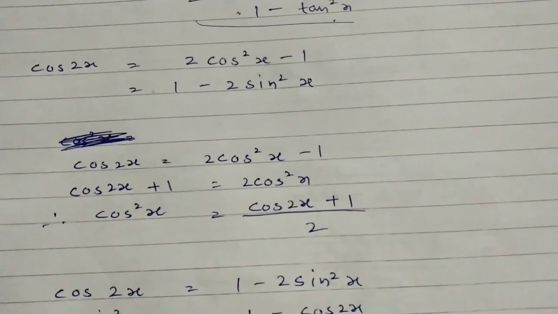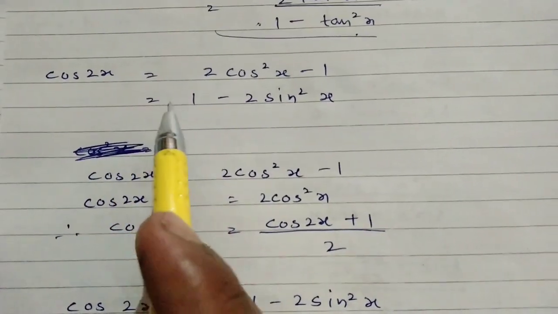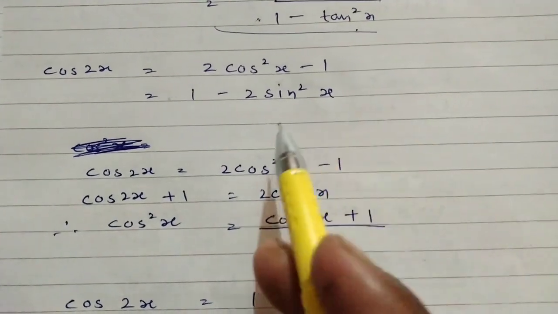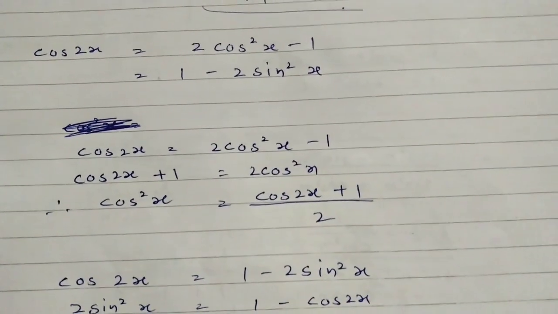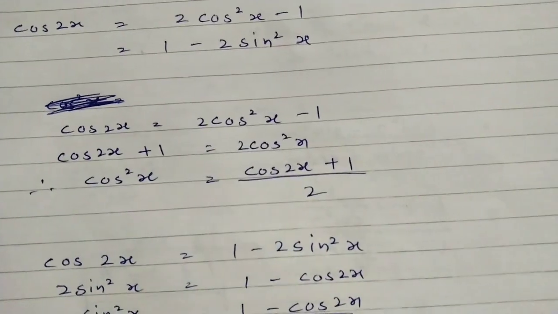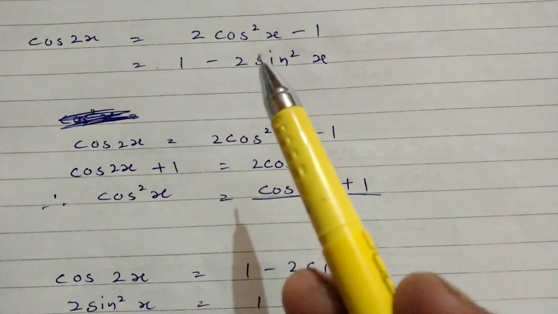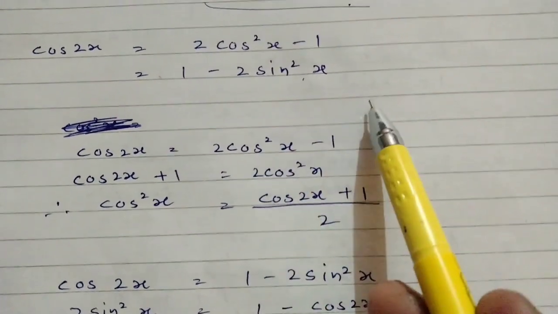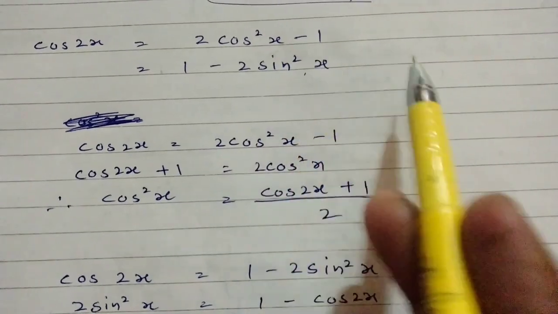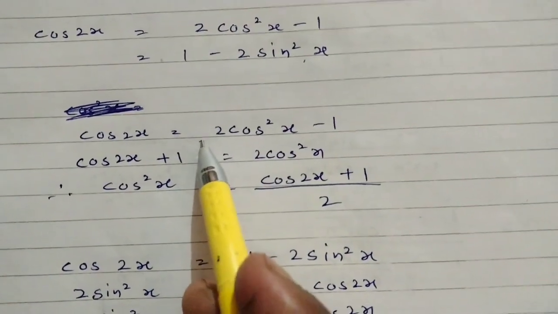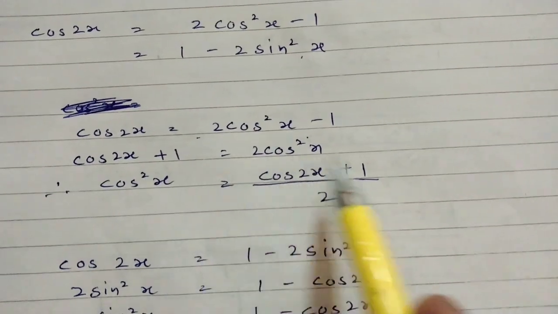We have one last thing. We know that cos 2x is equal to 2 cos square x minus 1, and also equal to 1 minus 2 sin square x. Sometimes we are asked for cos square x or sin square x, so we can find cos square x and sin square x also. From the first one we will find cos square x. So here cos 2x is equal to 2 cos square x minus 1. Here we will solve it.